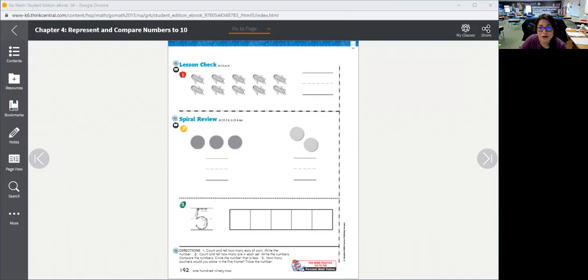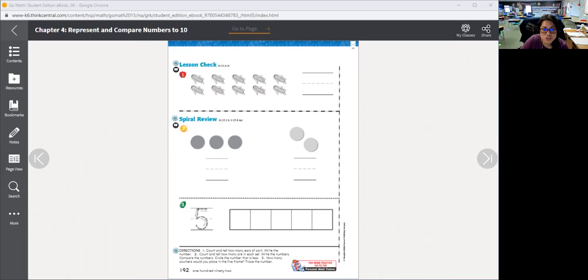After you're done counting them and writing the number, it says to circle the number that is less than. So which one is less than the other? Which one is smaller? Less than means smaller. So you're going to count these counters, write down the number, and count the others and write down the number. And then you're going to compare these two and see which one is less than the other, okay? And then this one's easy.